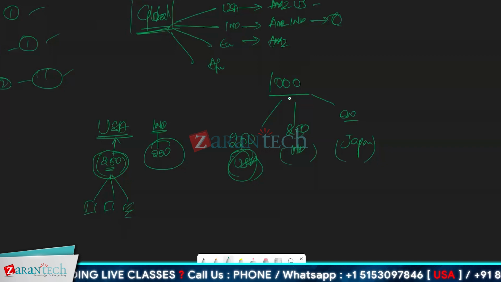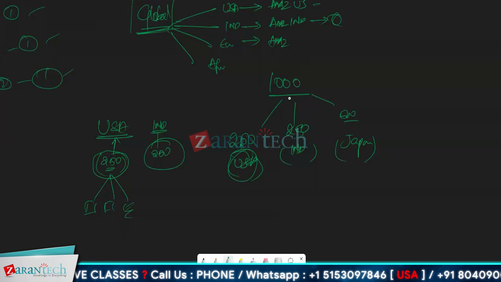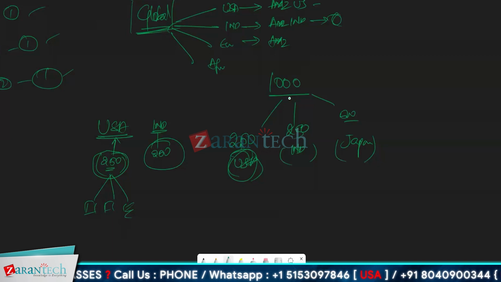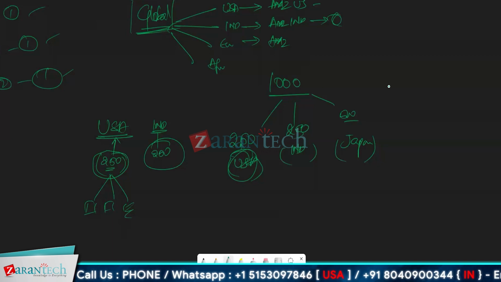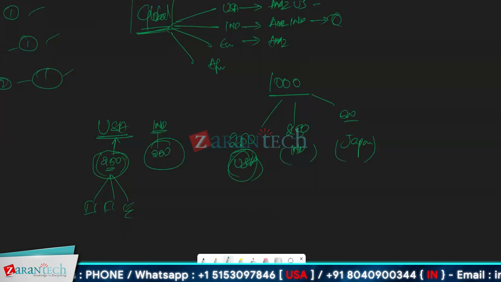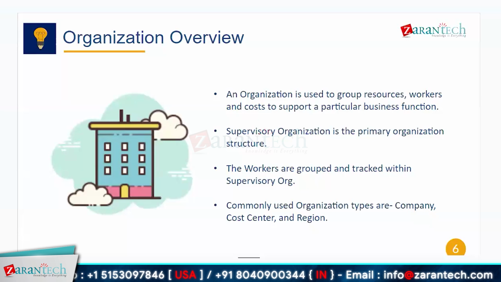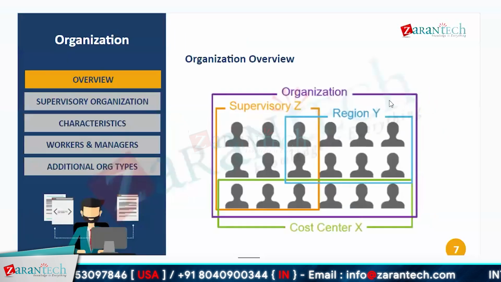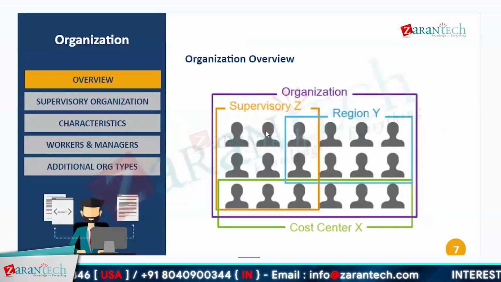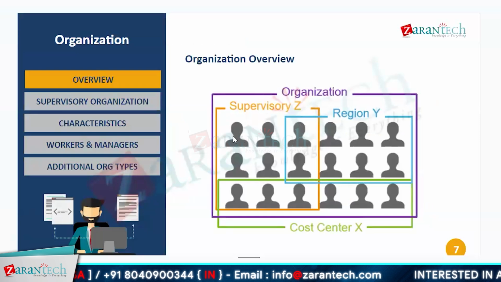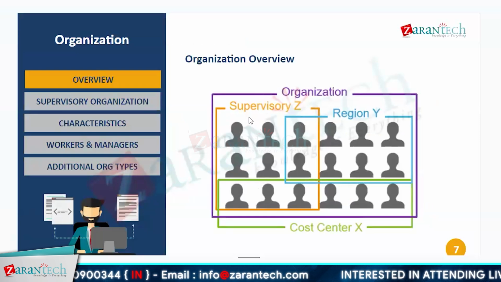So if you look here, this will make more sense now. You can see these employees here. So we have 1, 2, 3, 4, 5, 6, 7, 8, 9. These 9 employees are in one supervisory org. Now from these 9 employees, you can see that only these 3 employees belong to this cost center, and then we have other employees belonging to another cost center.